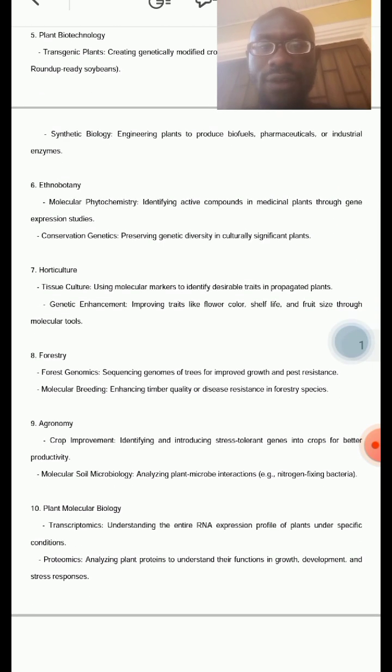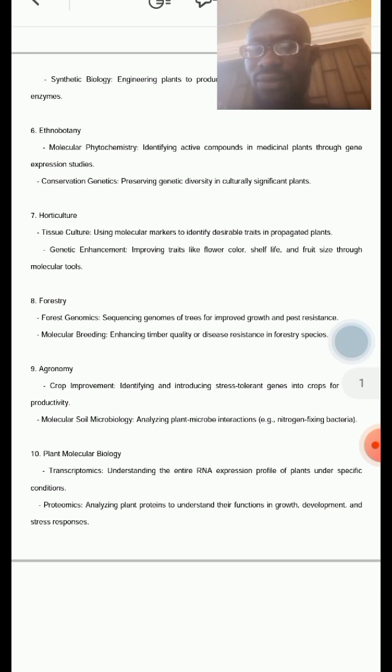biotechnology. Then ethnobotany is the relationship between plants and humans. This is when your supervisor will tell you to go to a particular community. In the community, you'll be asking questions and giving them questionnaires to answer how they have been using these plants, what they have been doing with the plants over the years, whether the plant is medicinal or not. So this falls under ethnobotany.